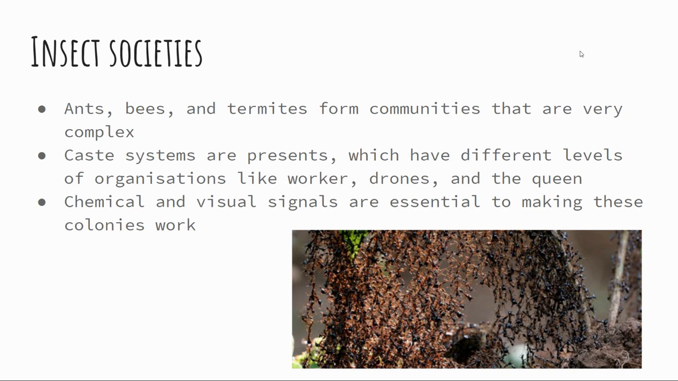Insect societies. Ants, bees, and termites form communities that are very complex. It's called a caste system, which has different levels of organization, like the worker groups, the drones, and the queen. Chemical and visual signals are essential to making these colonies work. They all have a way of communicating with each other.